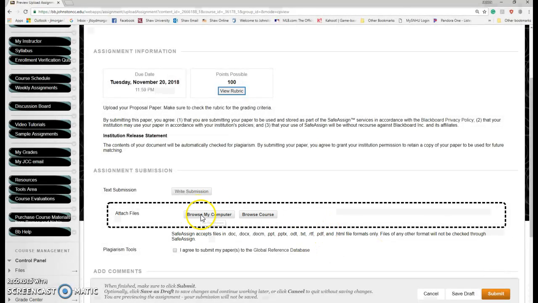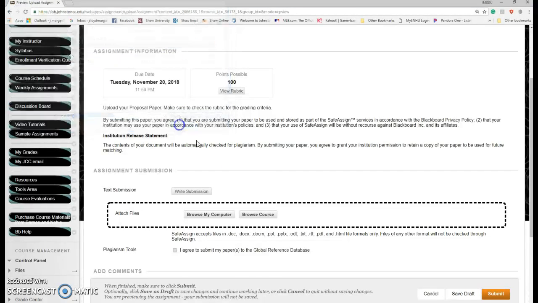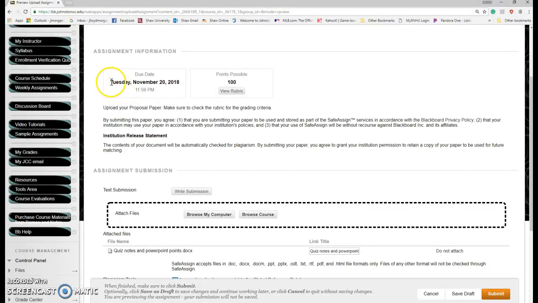Again, what you're going to do is browse my computer, find the assignment in question, hit open, then click I agree, and then hit submit. And that's how you submit your thing. And again, note that it is due Tuesday, November 20th by 11:59 p.m.